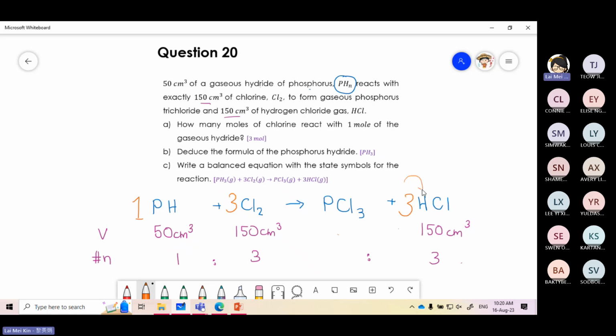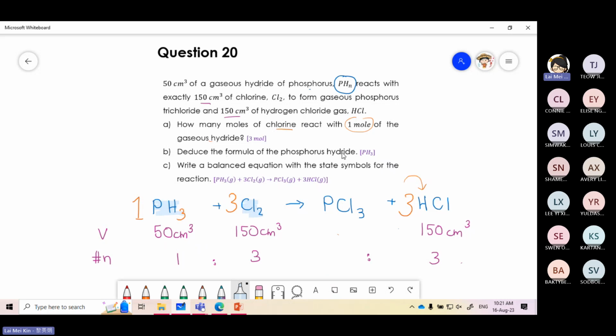Because there's only hydrogen on the right-hand side, in your product, there are only 3 hydrogens, so definitely you'll be able to get this. Okay, and then is this balanced? 6, 6. Yeah, I think it's balanced. All right, so that's all. So how many moles of chlorine react with 1 mole of gaseous hydride? So 3 chlorine with 1 mole.